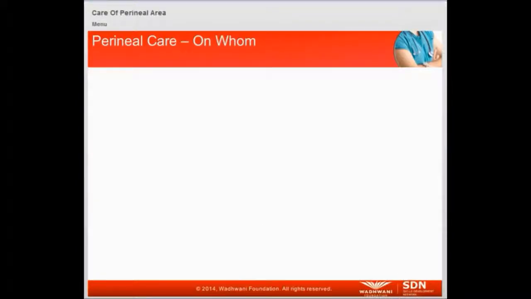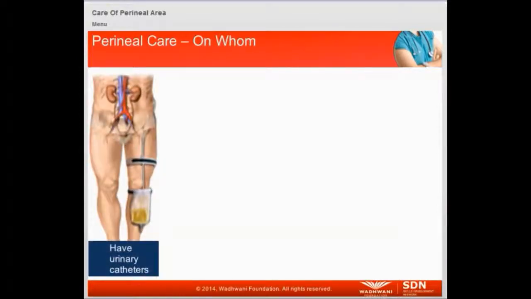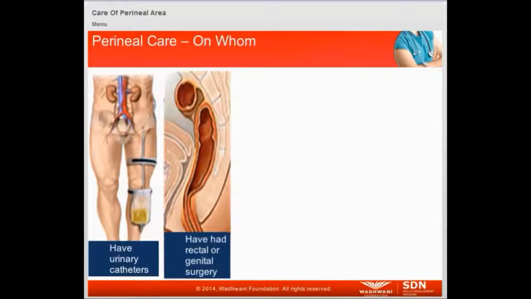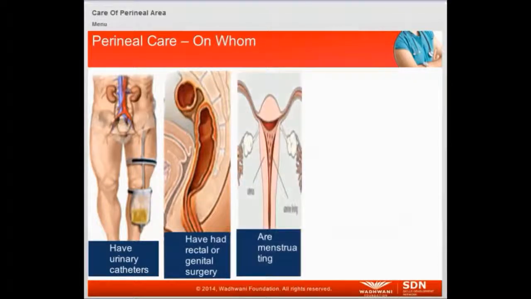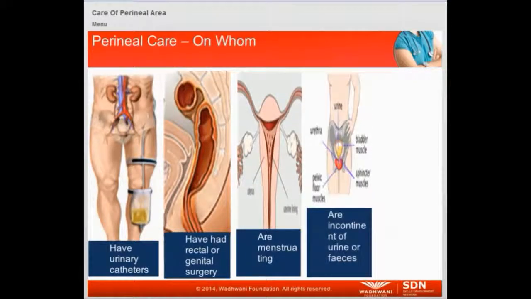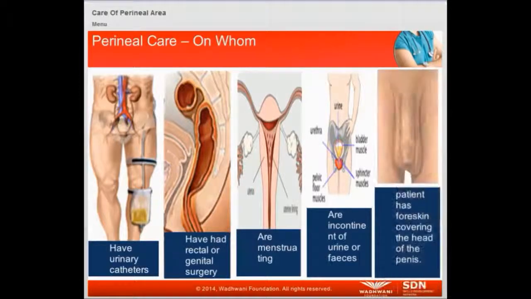Perineal care is very important for the following patients: have urinary catheters, have had rectal or genital surgery, are menstruating, are incontinent of urine or feces, are uncircumcised. Being circumcised means the patient has foreskin covering the head of the penis.